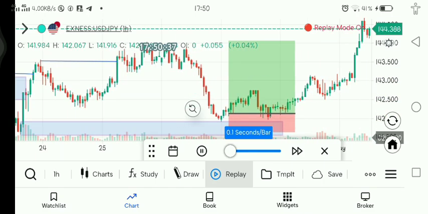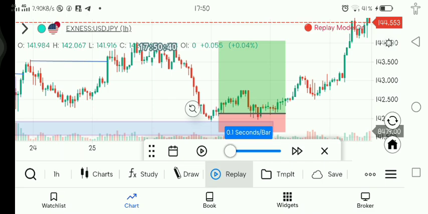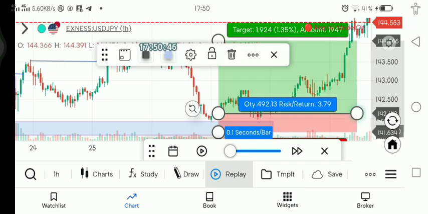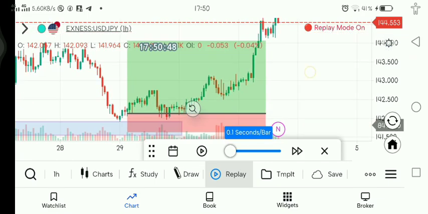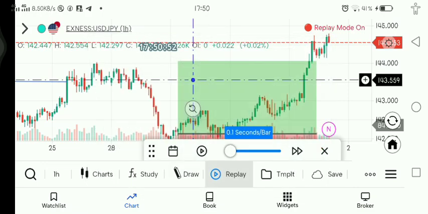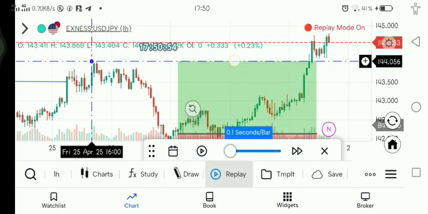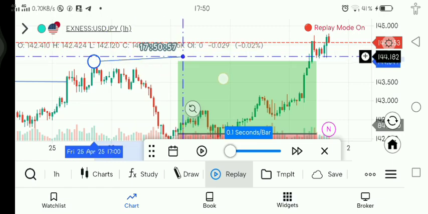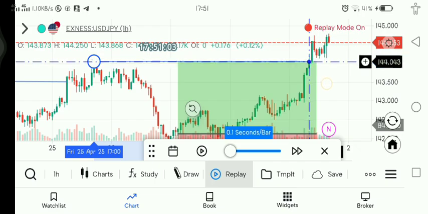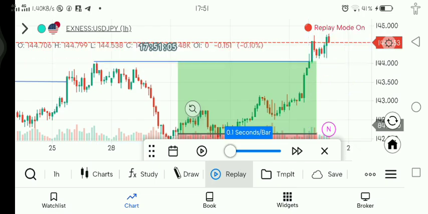I guess you can see why patience is so important. So you see how price gave us a very nice take profit, which was hit successfully from there. You understand? So what happens now? We have another break of structure, right here. So this is another break of structure.